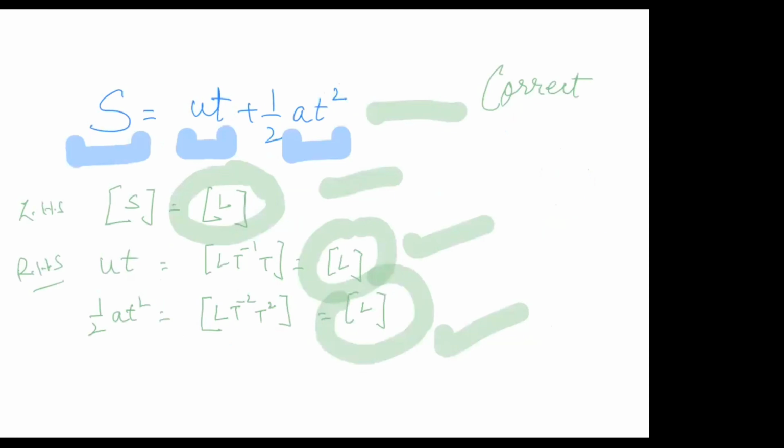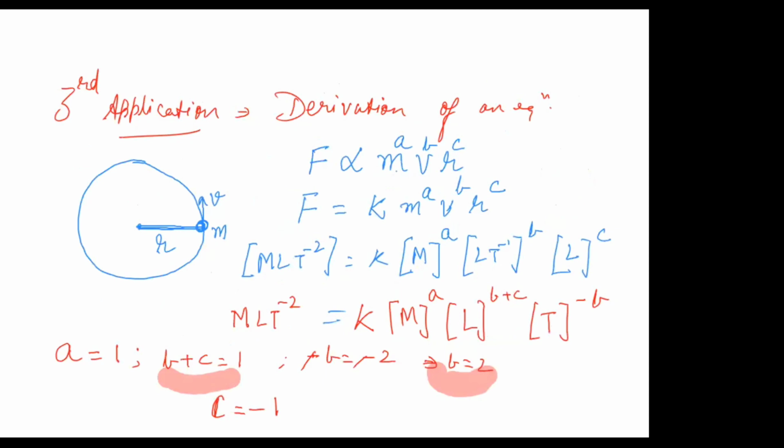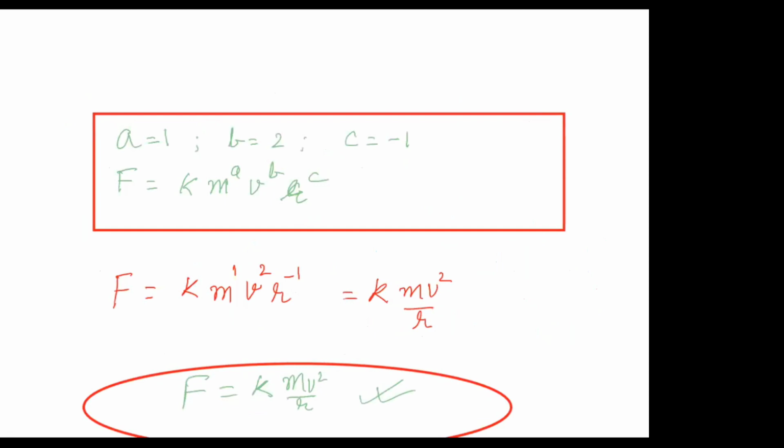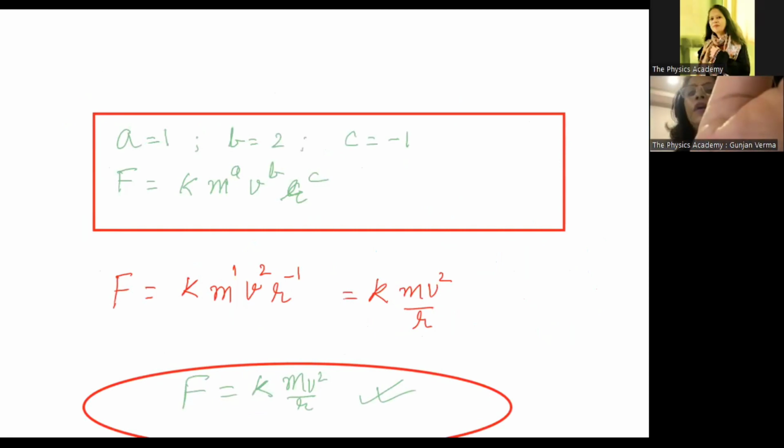The third application is the derivation of any equation. Here we derived the formula for centripetal force, getting F equals k m v square upon r. So now I think the concept of dimensional analysis is very, very clear to all of you, and we have to apply this in physics in many questions and for getting our concepts clear.